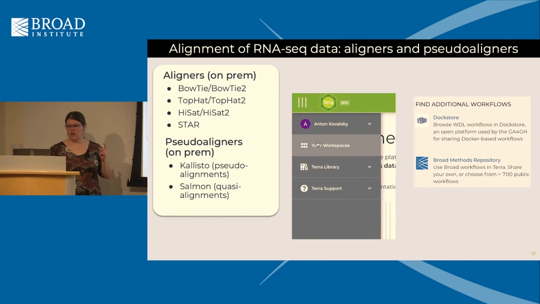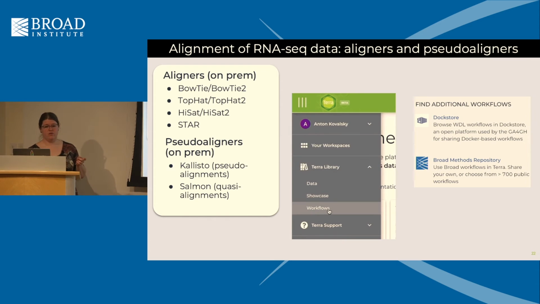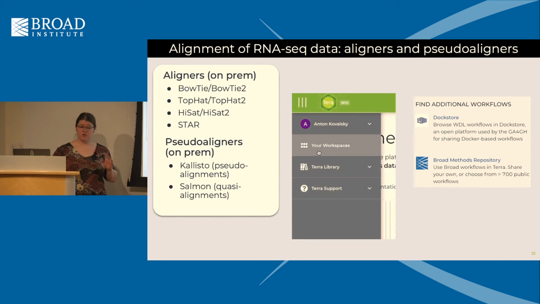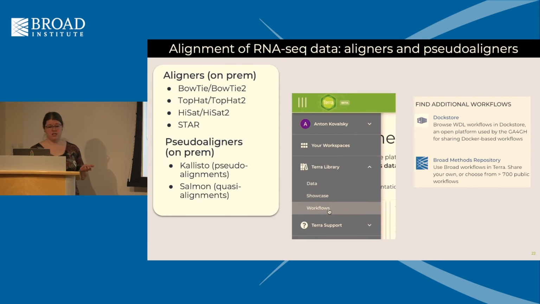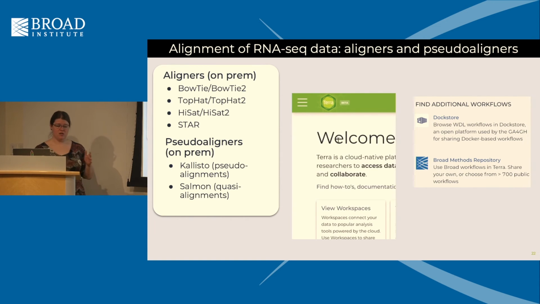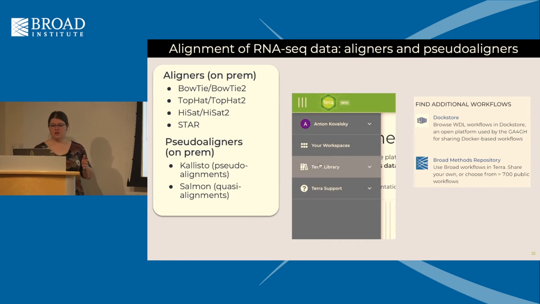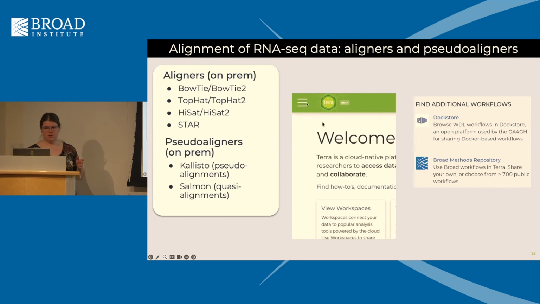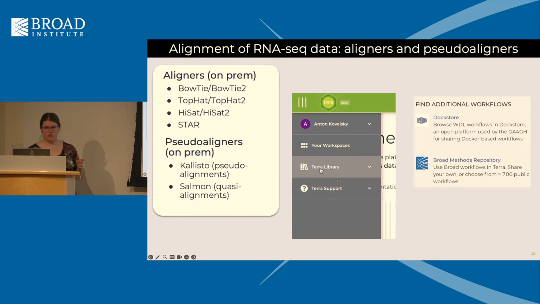Okay, so aligners and pseudo-aligners. On-prem, we've got Bowtie 2, TopHat 2, HISAT2, and STAR. There are a few other pseudo-aligners: Kallisto and Salmon. I'll talk about pseudo-aligners in a minute. And then on Terra, you go through the little hamburger menu, go to the Terra library, and then you go to workflows.